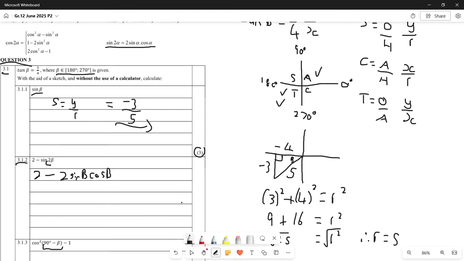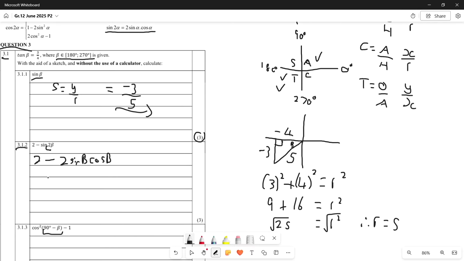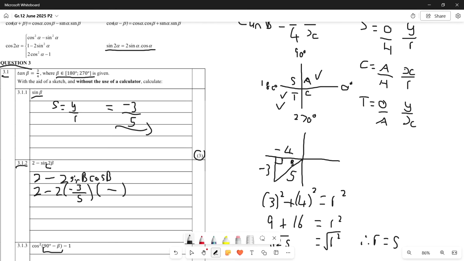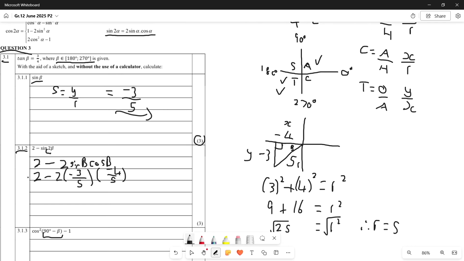And now we're at the stage where we can just substitute our values in, because then it means we have 2 minus 2, because the 2 stays there, sine beta, which we already calculated here. It was negative 3 over 5. And then cos beta is, as we see here, cos is x over r, which means this is our x, this is our y, remember, and this is our r, which means we have negative 4 over 5. And then at this stage, we can just go ahead and simplify it.